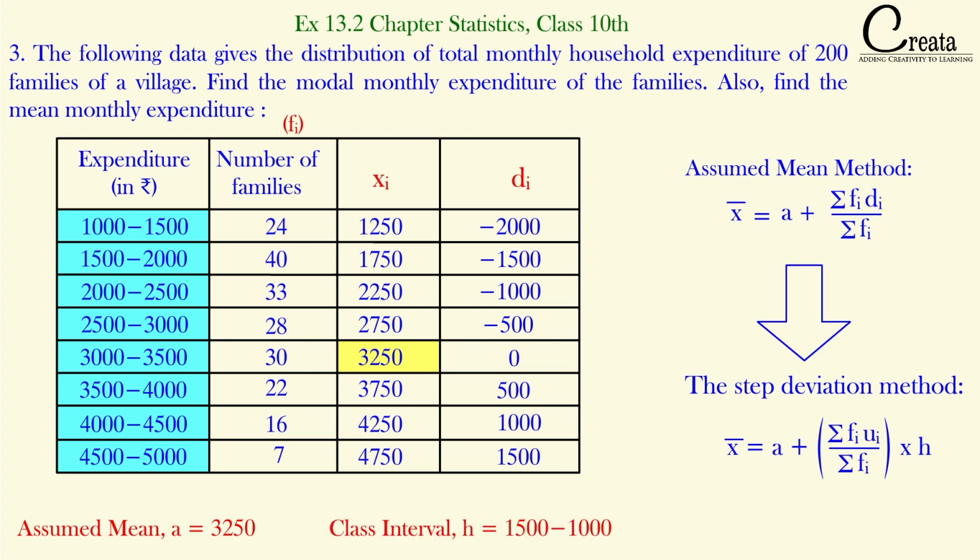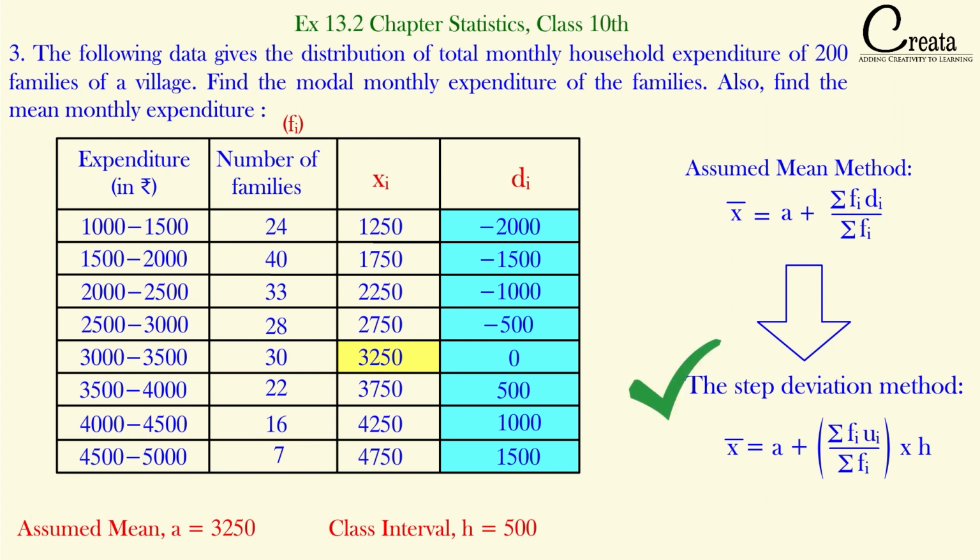Here 1500 minus 1000, we got our class interval h as 500. In all these ranges, our class interval is same, that is h is equal to 500. Now we will check whether we can divide the values of the deviation with 500. If the answer is yes, we will go to the next method, that is a step deviation method, else we will retain the current method.